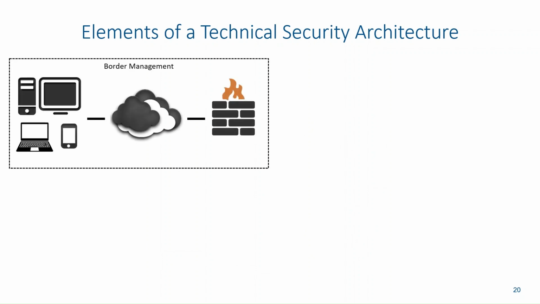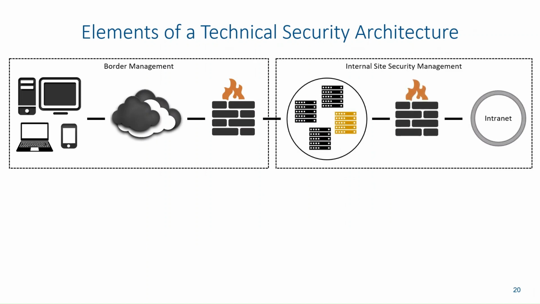Well, first, we are going to have border management to restrict access to our internal network. This is going to have a firewall, and anyone that's going to connect through the web is going to hit this firewall before even touching anything inside our network. Inside of our organization, we're going to have what is called a demilitarized zone, as you can see with all the servers inside of that circle.